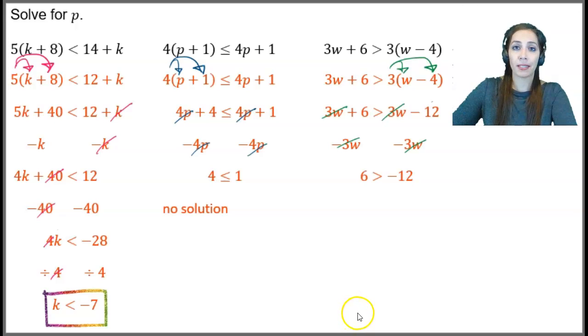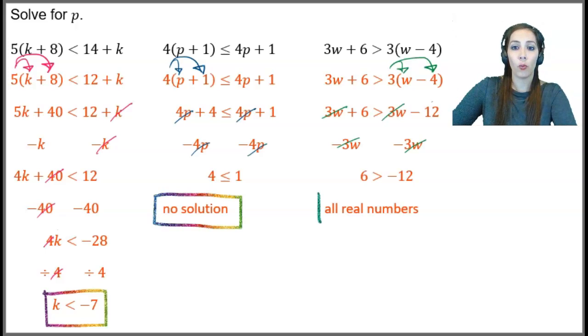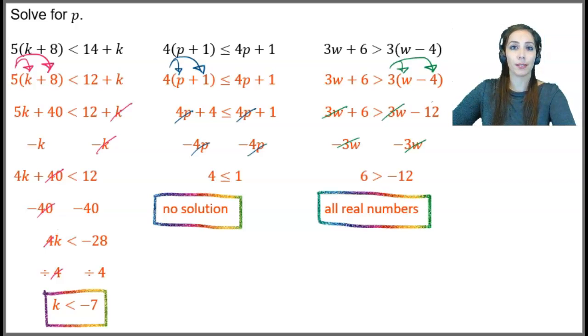When you end up with just numbers, ask yourself, is this true? Is 6 greater than negative 12? If that is the case, that it is true, the answer will be all real numbers. That means no matter what number you put in for w, this inequality will always be true. When it is not true, it's not a possibility, so it's no solution. When it is true, the answer is all real numbers.